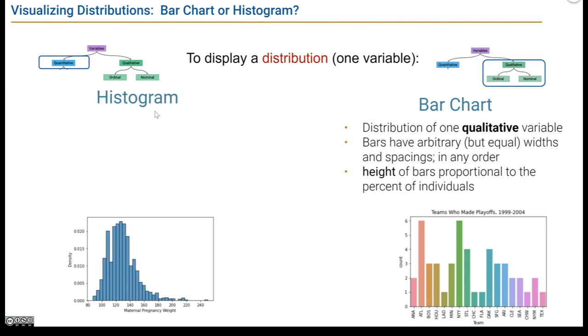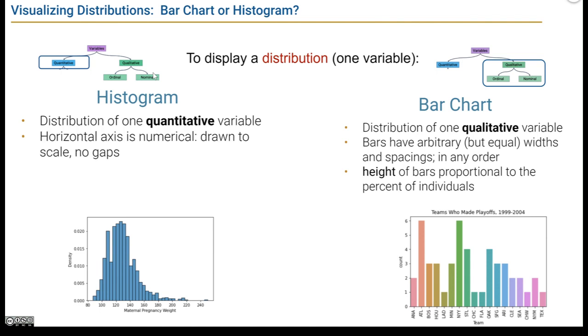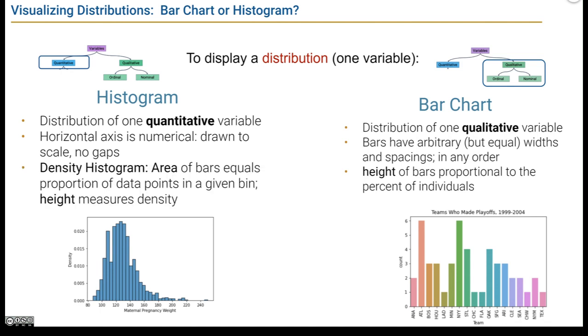To contrast this, let's look at a histogram. So this is the distribution of one quantitative variable. The horizontal axis is numerical, so widths do have meaning. When I'm thinking about how to interpret heights versus areas, especially when I've scaled my y-axis to be density, the area of the bars equals the proportion of data points in a given bin, and the height is going to measure the density. So overall, it's important to be able to distinguish when to use one of these versus the other.